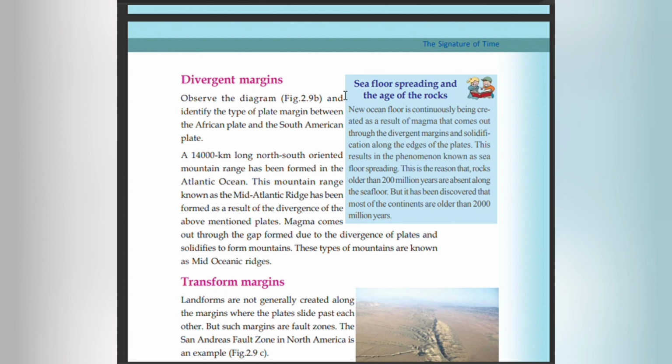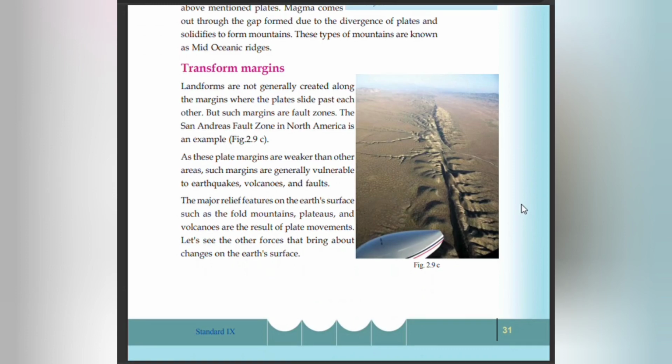Seafloor spreading and the age of the rocks. New seafloor is continuously being created as a result of magma that comes out through the divergent margins and solidifies along the edges of the plate. This results in the phenomenon known as seafloor spreading. This is the reason that rocks older than 200 million years are absent along the seafloor. But it has been discovered that most of the continents are older than 2000 million years.